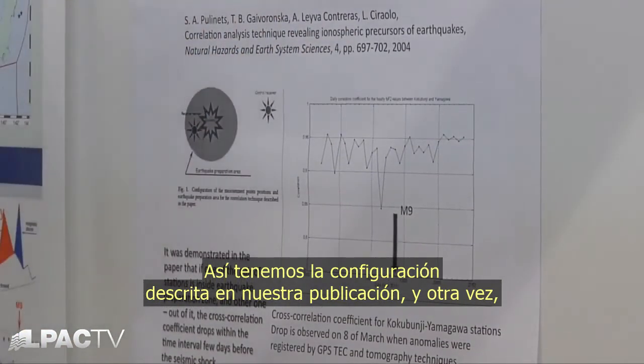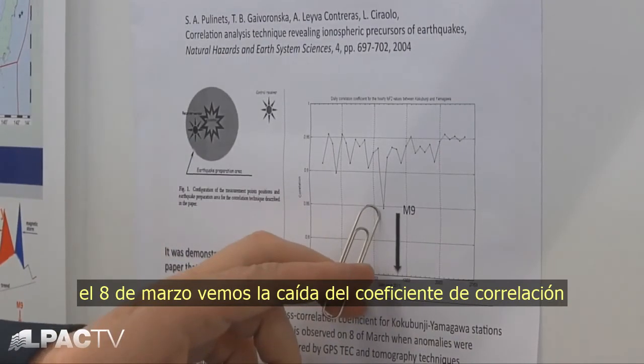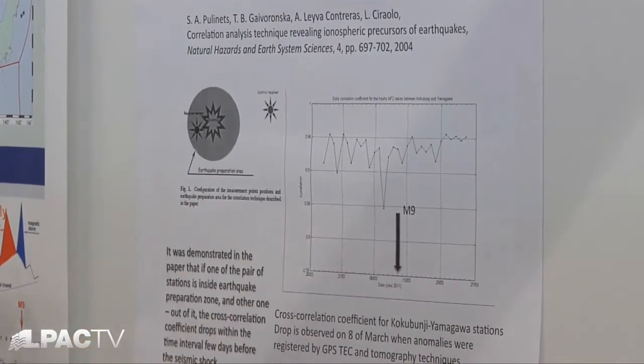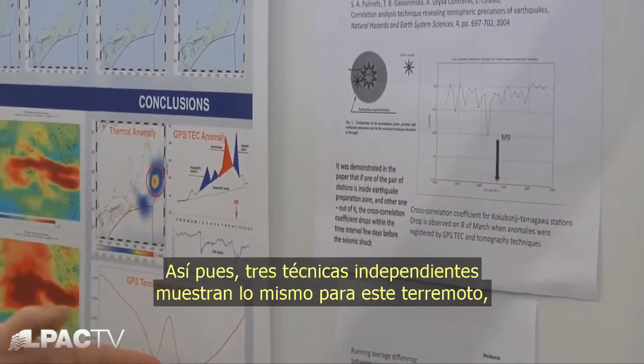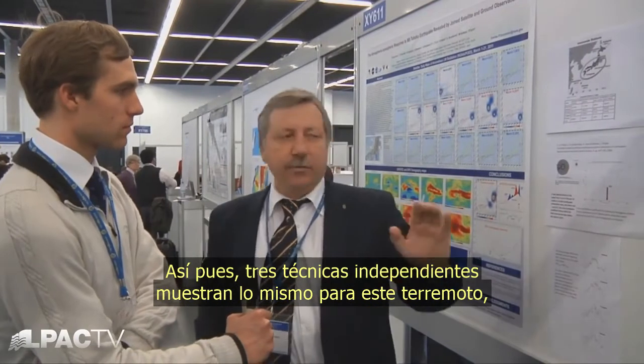And again, on the 8th of March, we see the drop of the cross-correlation coefficient, like in GPS TEC and ionospheric tomography. So 3 independent techniques show the same for this earthquake. So 3 days before the main shock.